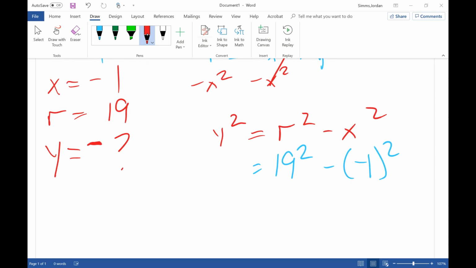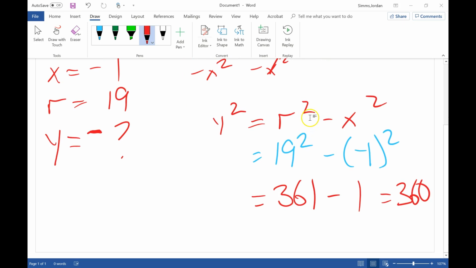So calculator time, 19 squared. I actually had to calculate that. I don't know this off the top of my head, but it comes out to 361. Now minus 1, negative 1 squared is just 1. So that's going to be 360. All right, now we could decimal that, but again, they want exact values here, so that's not really going to help us. So what we'll do, we'll say y equals the square root of 360, because again, I have to take the square root of both sides.